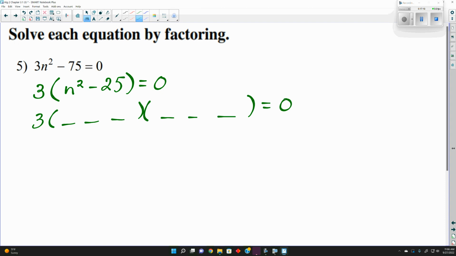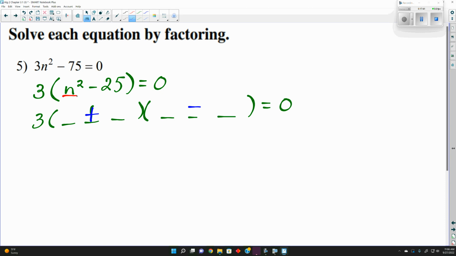Now for this one here, do we have a middle term? No. But n squared is still the first term, and 25 is still technically the third term. Just the middle term that would have n is 0. We just don't have one. So that tells us, since the 25, our third term, is negative, our signs are opposite. One is going to be positive, and one is going to be negative.